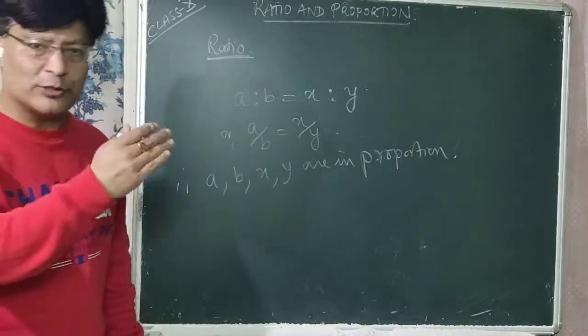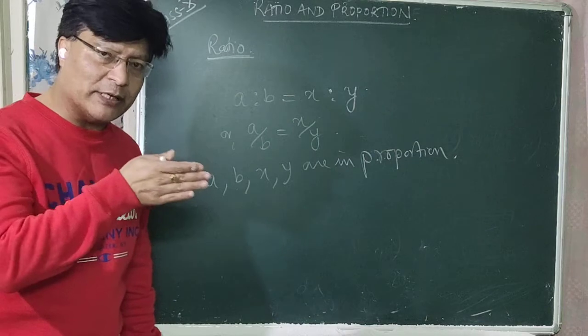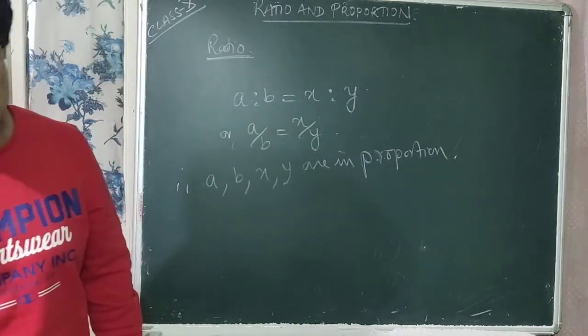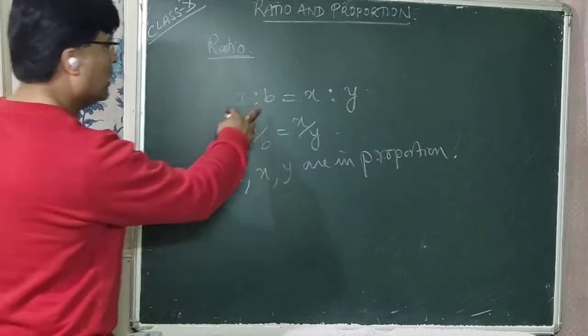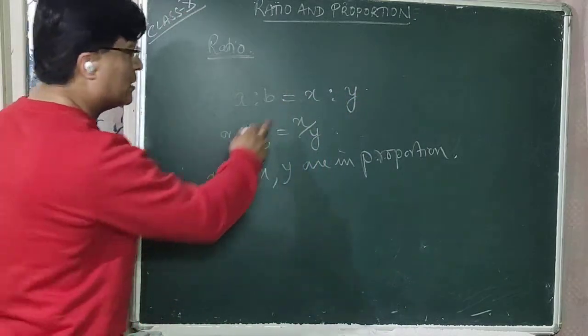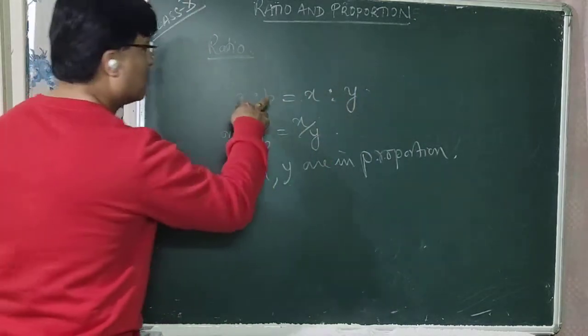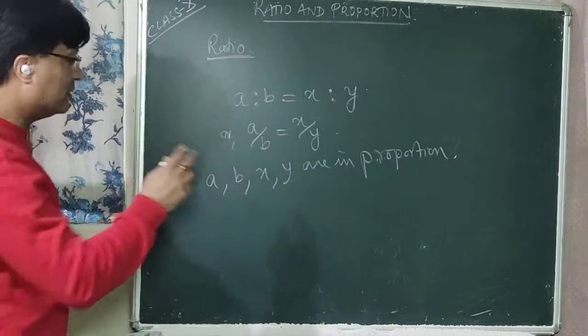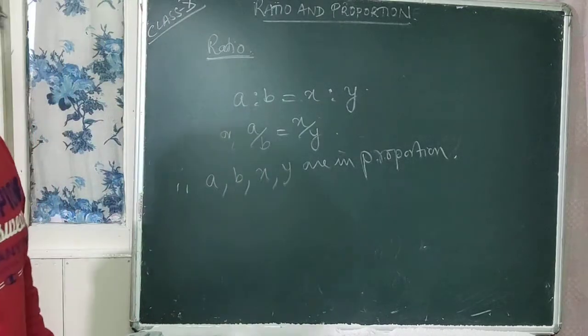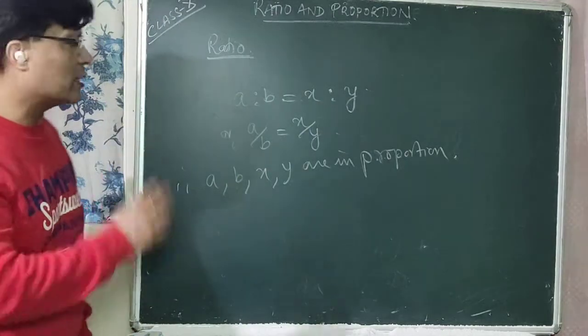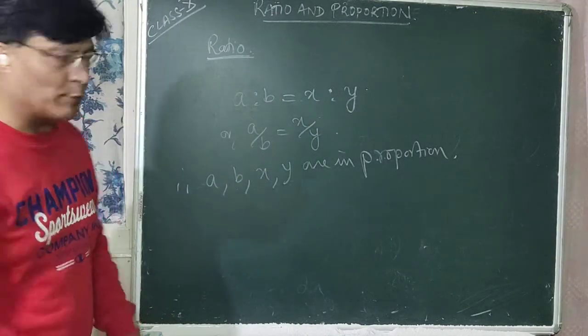So ratio means A is to B. If A is increased by 3 times, B is also increased by 3 times. That is the ratio A is to B. But if you can write A is to B is equal to another ratio, that is X is to Y, if their ratios are equal, then these 4 numbers A, B, X, Y are in proportion. Okay? So these are all about your ratio and proportion.